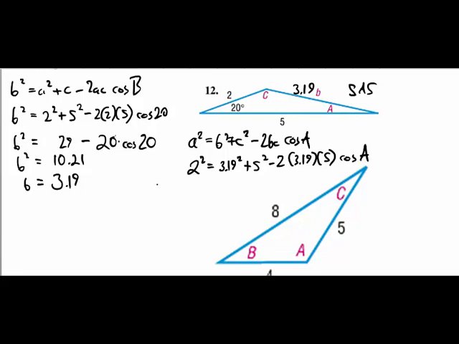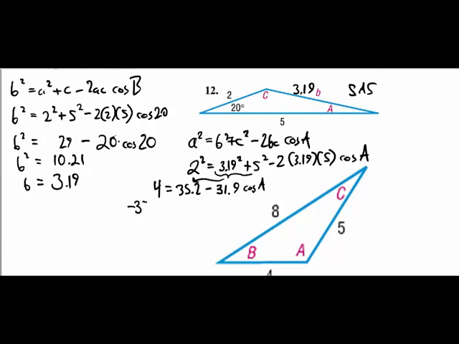So I'm going to move a little bit to the left here. 4 is equal to 35.2, and the 35.2 was created by taking these two together and moving it over there. And then the minus 2 times 3.19 times 5 is going to be negative 31.9, and then the cosine A, which I don't know. Again, resist the urge to subtract these two.